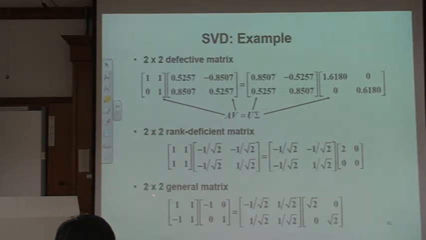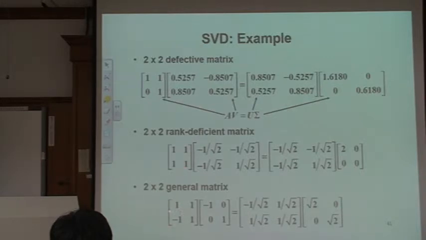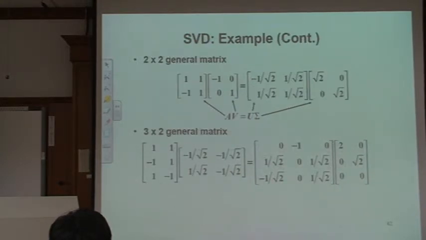Okay, if we consider a 2x2 general matrix here, and general means it is not defective or anything else, you can see we can find a V matrix like here, a U matrix like here, and we can find a singular value matrix like this one. So you can think about it this way. This is a full-rank matrix. These two vectors are linearly independent, so we are supposed to have two distinct singular values here.